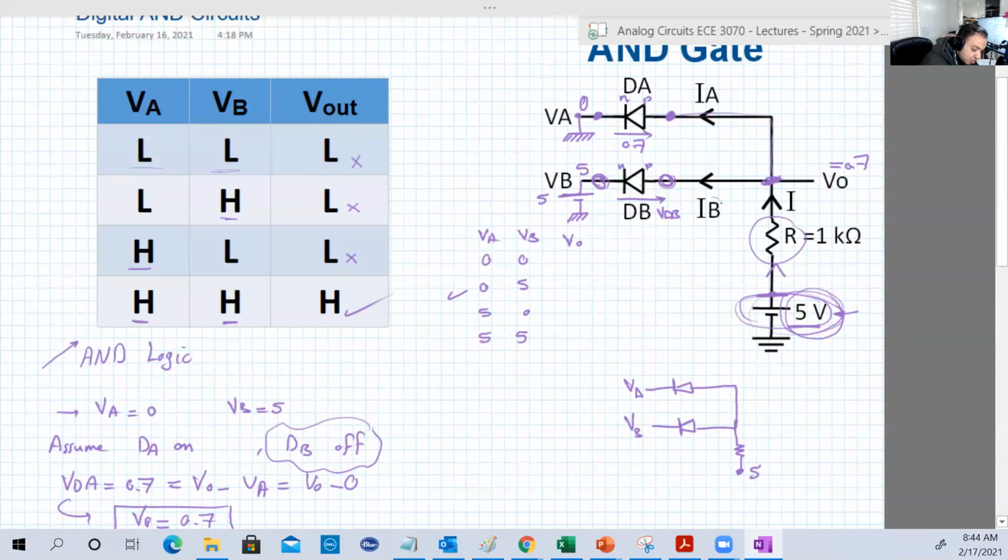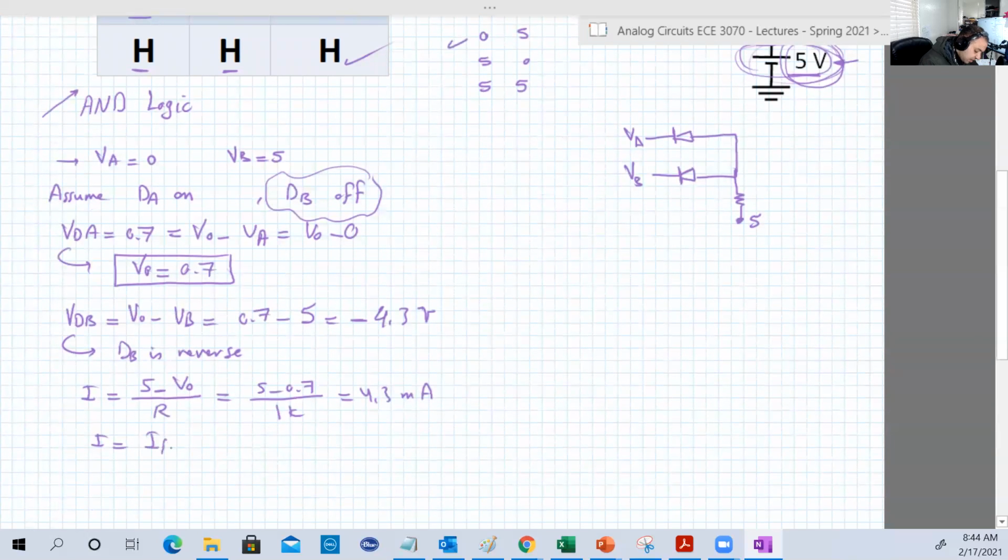And I is equal to, let's go back here. So I will be branched into IB and IA. So I is equal to IA plus IB. So IB is, yes, this guy is off. So for sure, IB is equal to 0. So IB here is equal to 0. So from this, IA equals I, which equals 4.3 milliamperes.